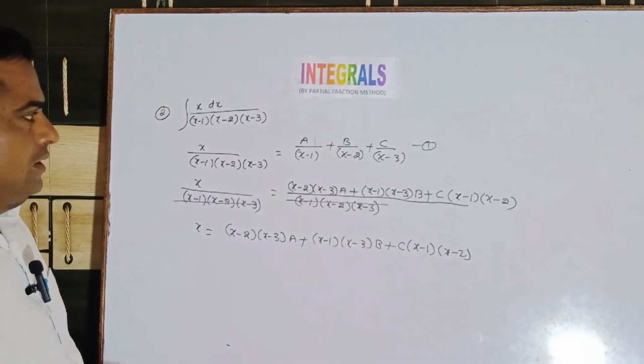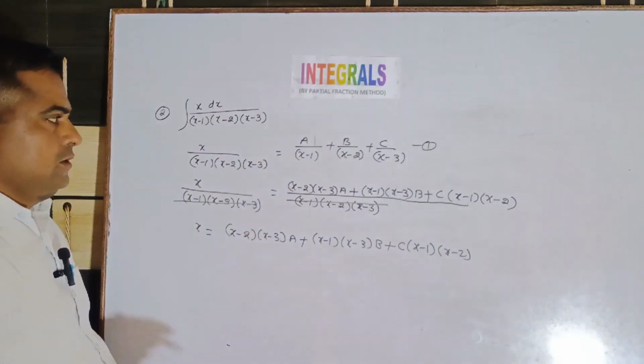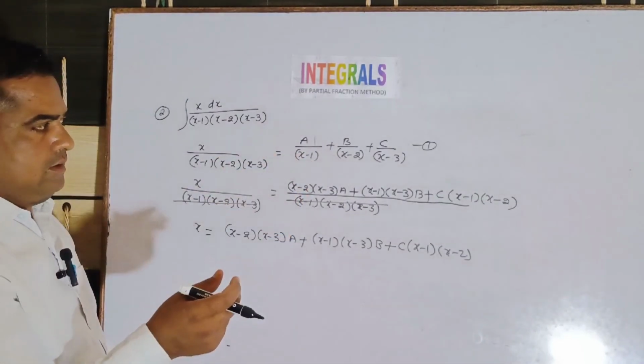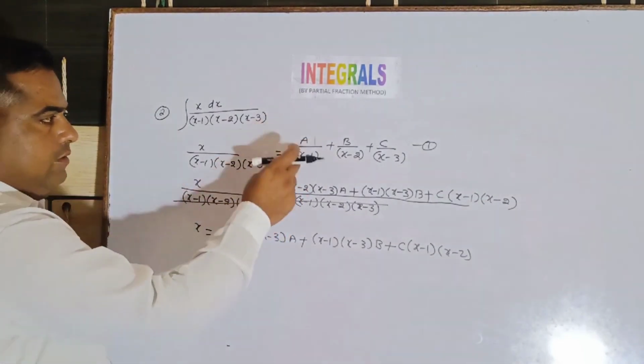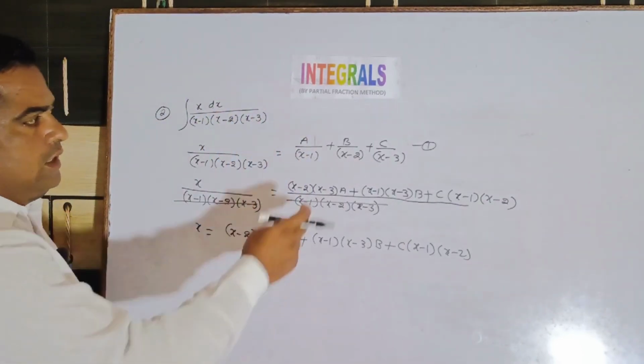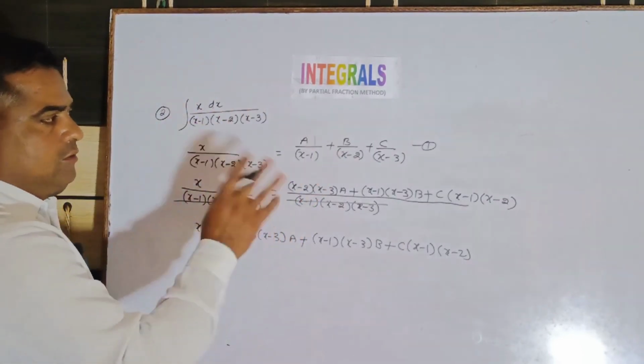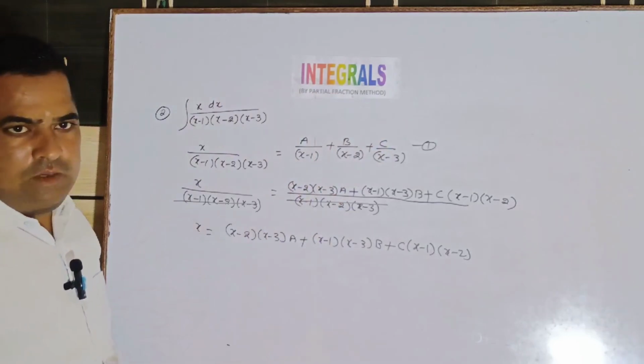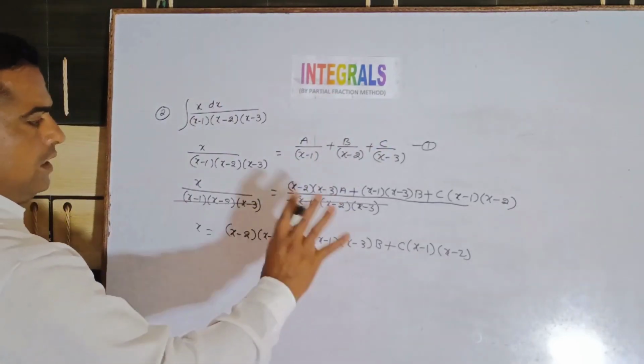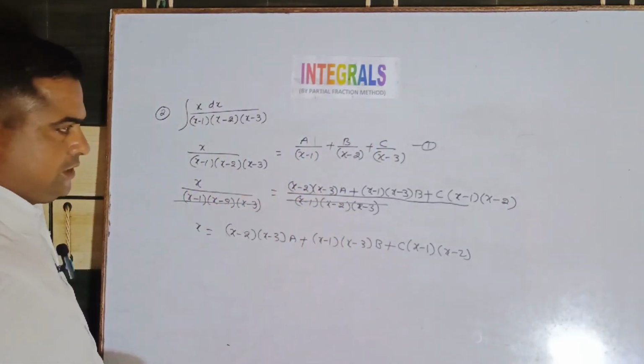Again same concept, we have to find the value of A. So we will put x equals to 1. Okay, to find the value of A we will put x equals to 1. To find the value of B we will put x equals to 2. To find the value of C we will put x equals to 3. So we are putting all the values in this equation.